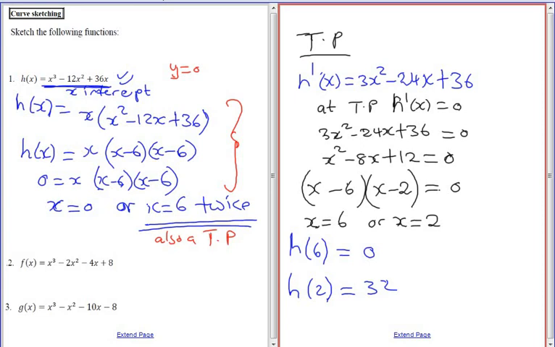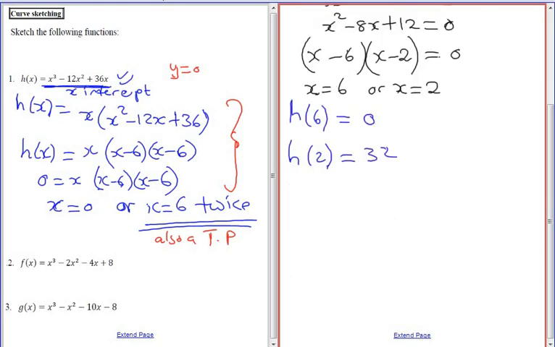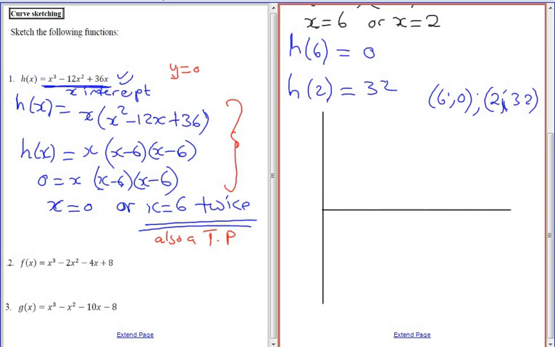Okay, so those are our turning points. We have our turning points, we have our x-intercepts. Sketching this graph should be simple for us to do. So let's do it properly for once. And this is going to be the turning points. Let's not forget it is 6 and 0, and we also have 2 and 32. Let's put them there. Okay, let's put our y-axis. Let's put our x-axis.